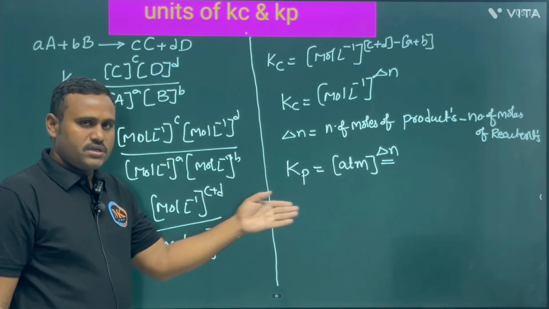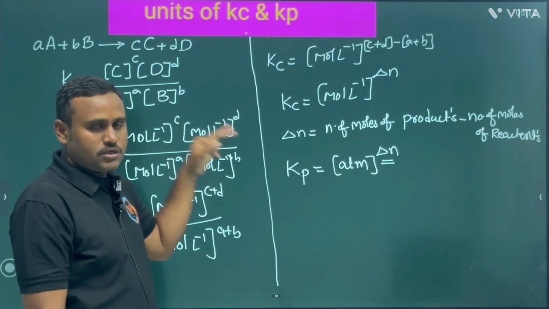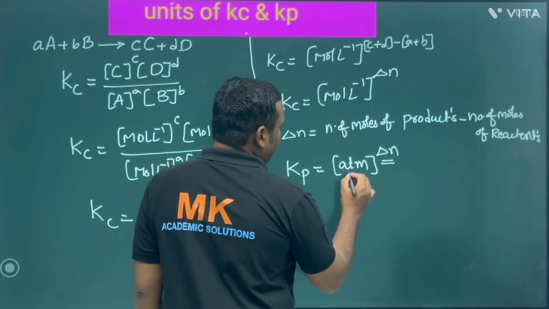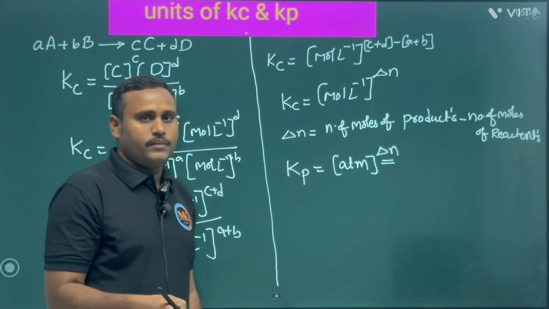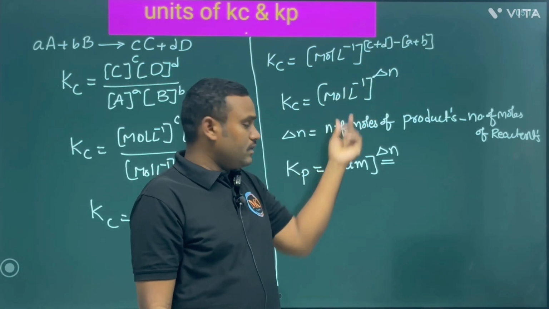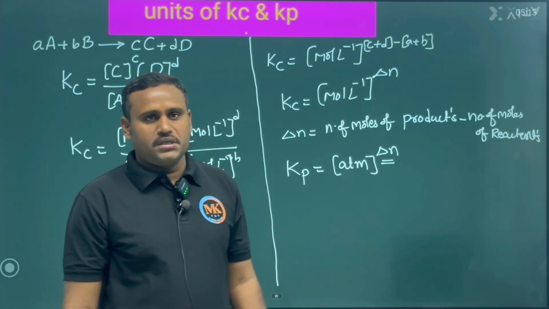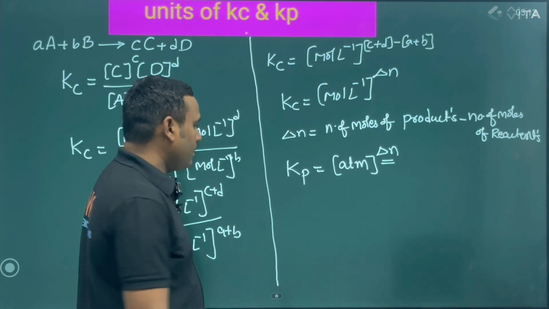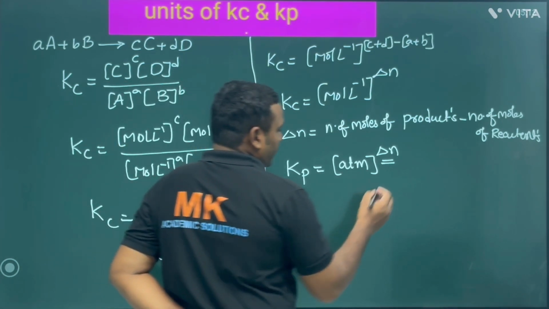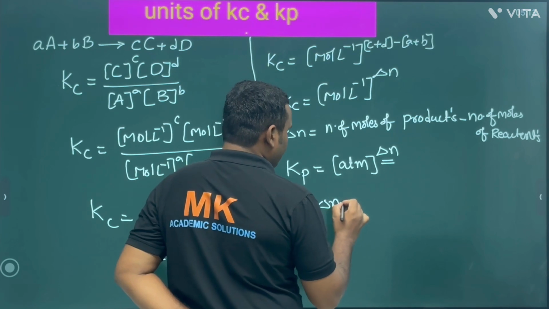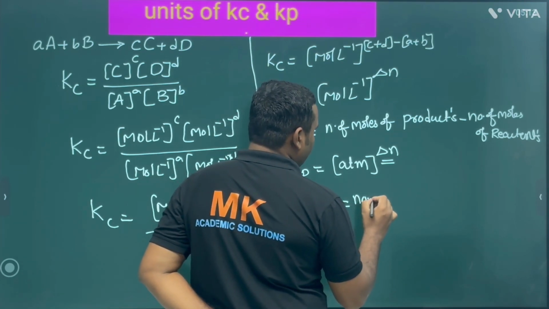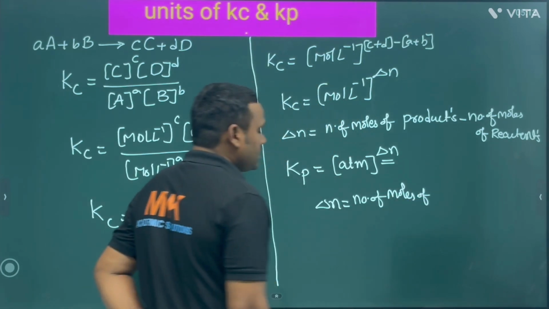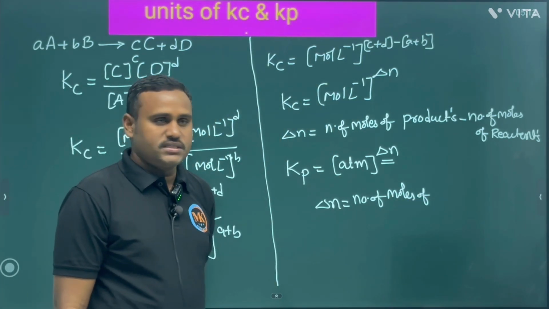In the same manner we are going to substitute the partial pressure of C, partial pressure of D, partial pressure of A and partial pressure of B. So finally, partial pressure units we are going to take as atmosphere. In place of moles per liter, we just take the unit of pressure, that is atmosphere. Kp is equal to atmosphere to the power delta n. Okay. So here in case of Kp, delta n is equal to the number of moles of gaseous products minus the number of moles of gaseous reactants.